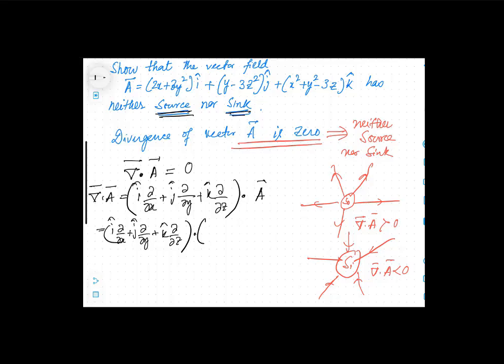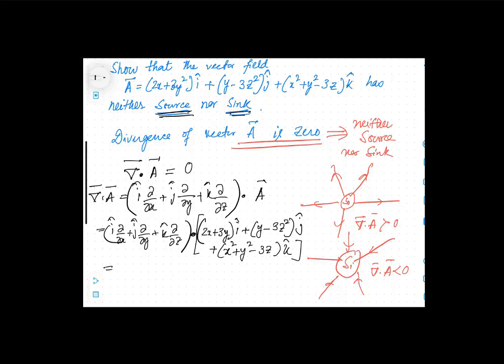So I have to write down the vector A, that is, this is dot 2x plus 3y i cap plus y minus 3z square j cap plus x square plus y square minus 3z k cap. So when I have this divergence, that means all the terms will undergo a dot product. So remember, when I have all the terms, that means all the terms in the first bracket undergo dot product with the second bracket.